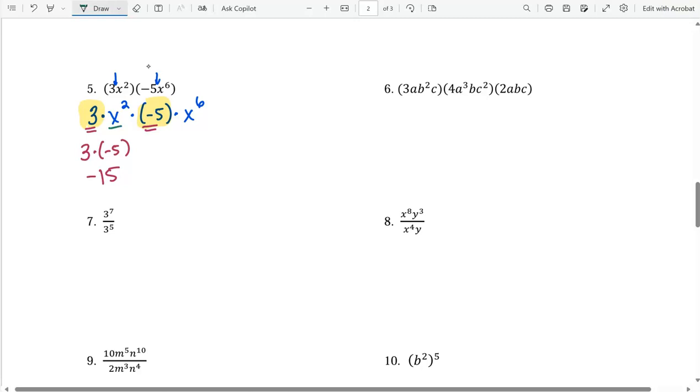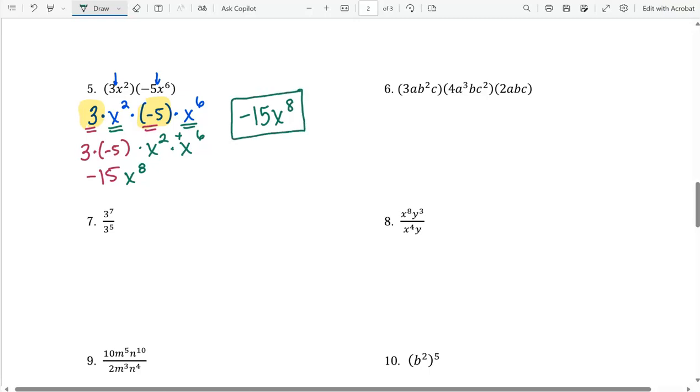But I can also then take my x's, x squared times x to the 6th, and simplify them. Because they have the same base, I write that base one time and add their exponents. 2 plus 6 is 8, giving me a final answer of negative 15x to the 8th.